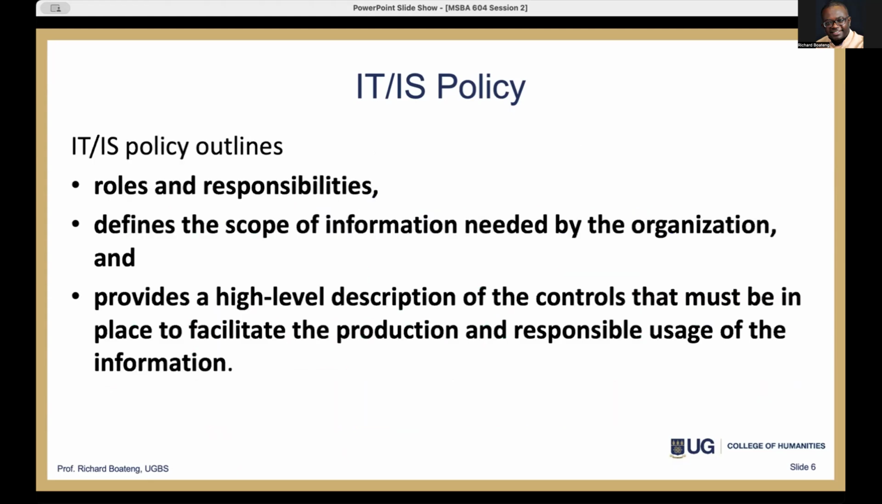Now, an IT policy will tell you who are the people who are supposed to work on the policy, or the roles defined for it. What is the scope of information held by the organization, and how are we going to establish controls to facilitate the efficient production and responsible usage of that information?